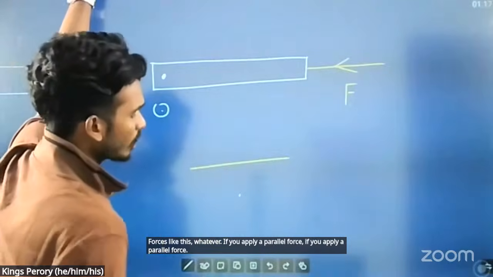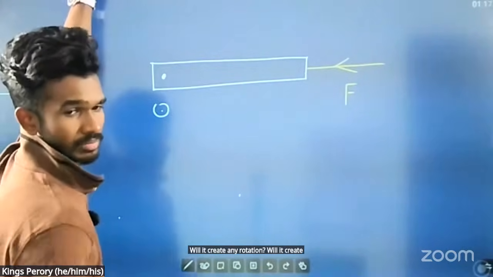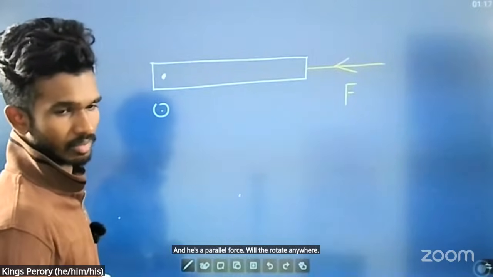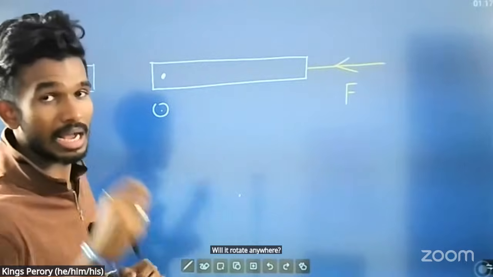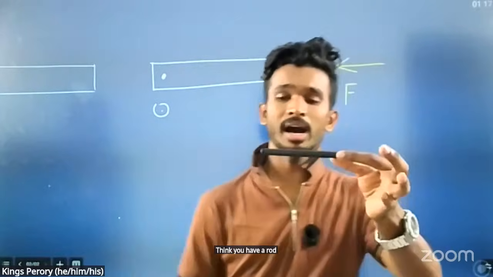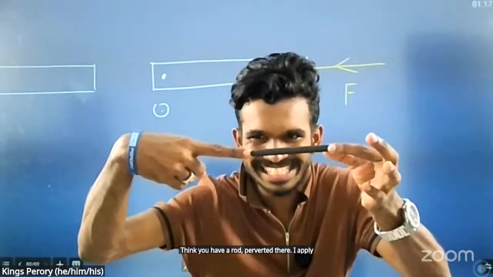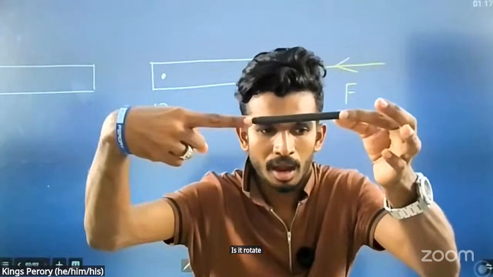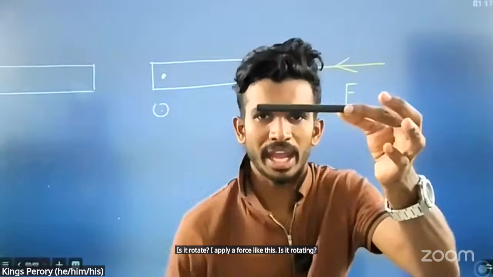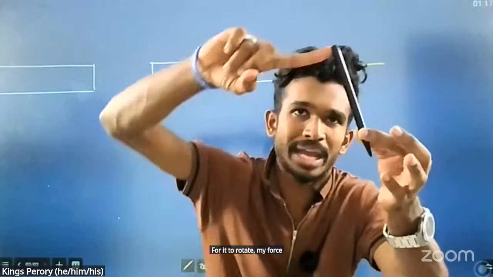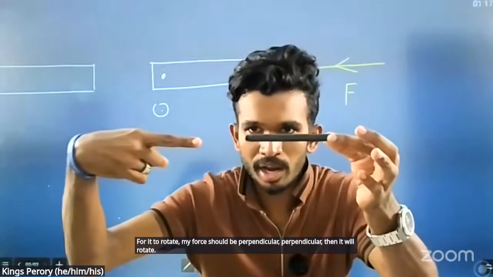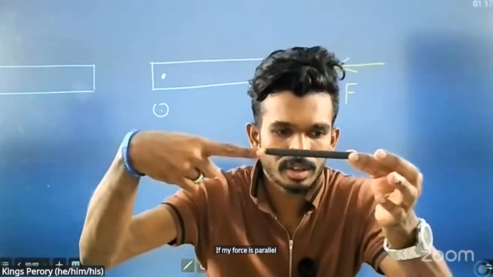will it create any rotation? Will it create any moment? This is a parallel force. Will the rod rotate anywhere? Again, no. Think, you have a rod pivoted there. I apply a force like this. Is it rotating? I apply a force like this. Is it rotating? For it to rotate, my force should be perpendicular. Then it will rotate. If my force is parallel, will it rotate?